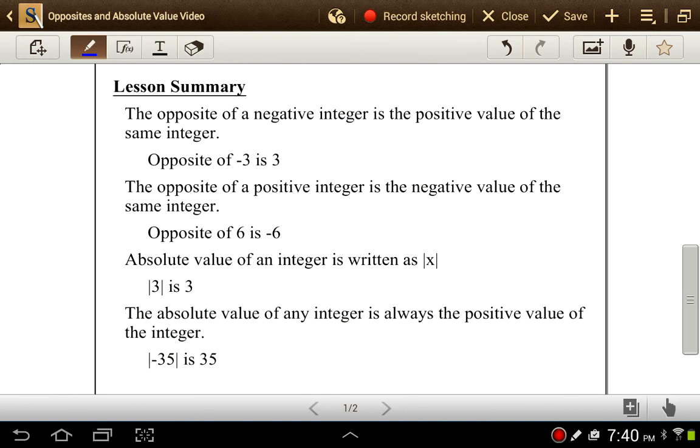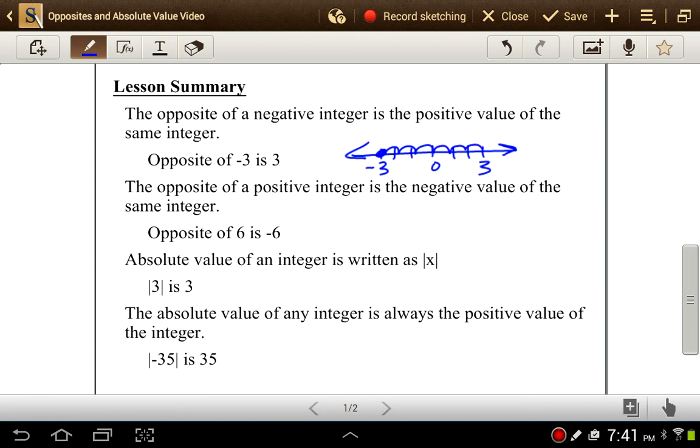A couple key points. The opposite of a negative integer is the positive value of the same integer. So for example, the opposite of negative 3 is 3. Why? Because they're the same distance away from 0. If I make a quick little number line here, if here's negative 3, that's 1, 2, 3 spots away from 0. The opposite is going to be 3 in the other direction. 1, 2, 3 in that direction.